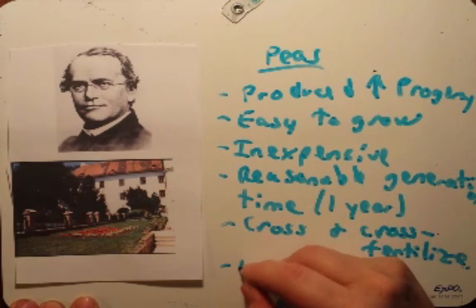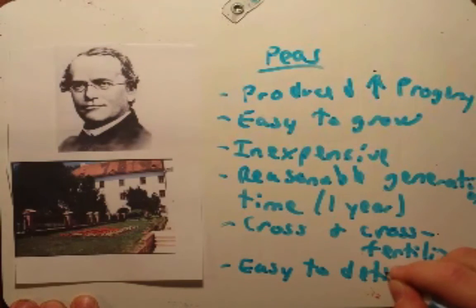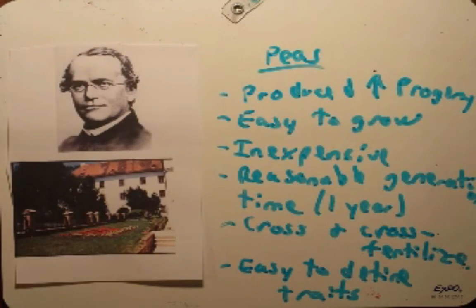And I'm going to say here, easy to define traits. He looked at things like seed color, flower color, the flower arrangement, the seed shape. Lots of things that were easy to recognize as he looked at the plants. So that made it easy.